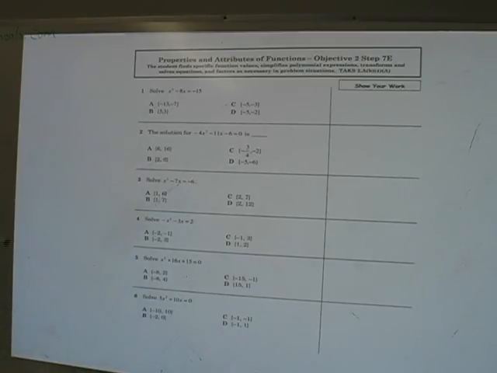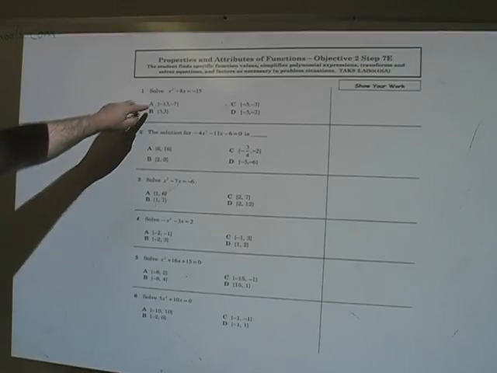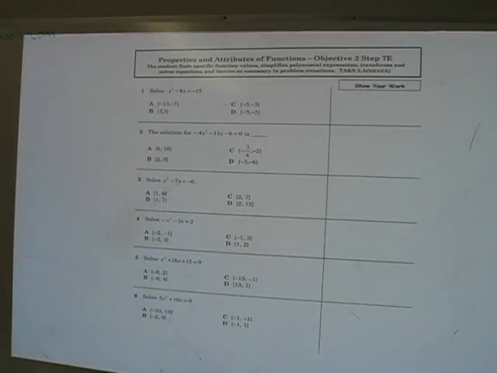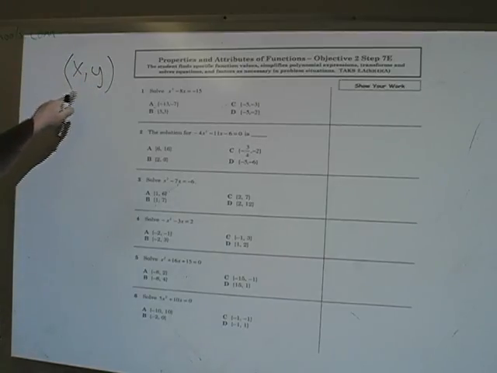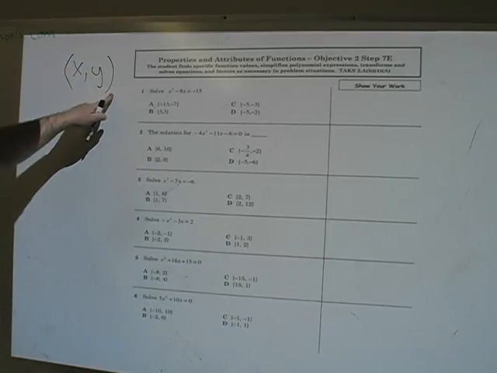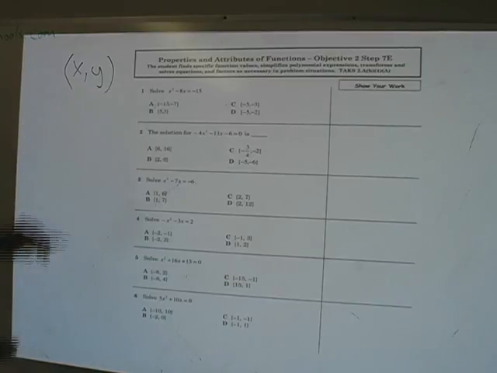Okay, on these problems, when it says to solve, a common mistake on a problem like this is you look at these answers. Take a look at these answers. It looks like these are ordered pairs, and when you see ordered pairs, you think x, y. But be careful. X, y is always in parentheses like this. When you write ordered pairs, they're in parentheses.